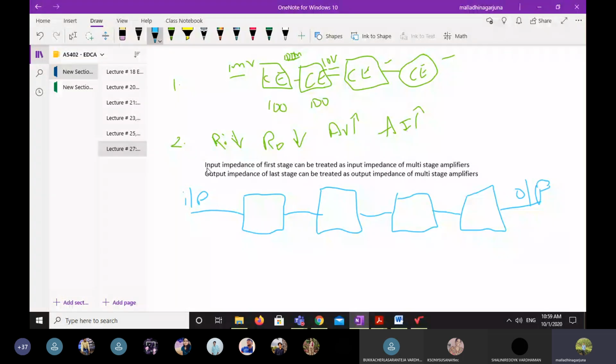Then I can get the overall input impedance low. Next, the output impedance should be low. Output impedance of the last stage can be treated as the output impedance of the multi-stage amplifier.